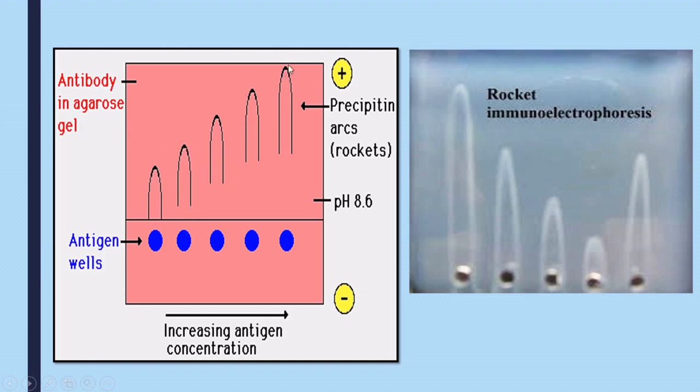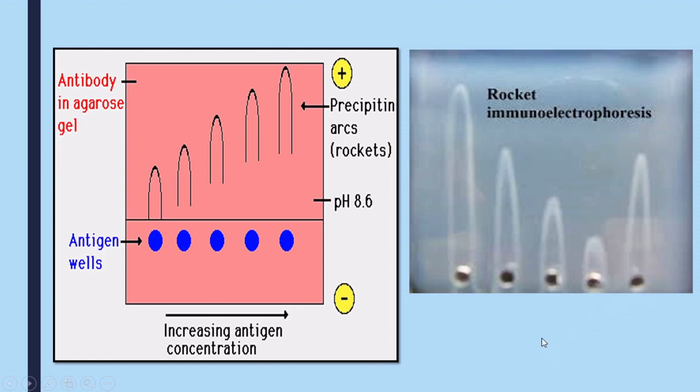And more the concentration, more is the height of the rocket, right? So the height of the rocket is directly proportional to the concentration of the antigen in the well. By this we are going to plot the standard graph, and in this you can see this is the decreasing concentration of antigen, whereas this is an unknown. You can extrapolate this height when you plot the standard graph of these four concentrations, and you can tell me what is the concentration of antigen in this well.